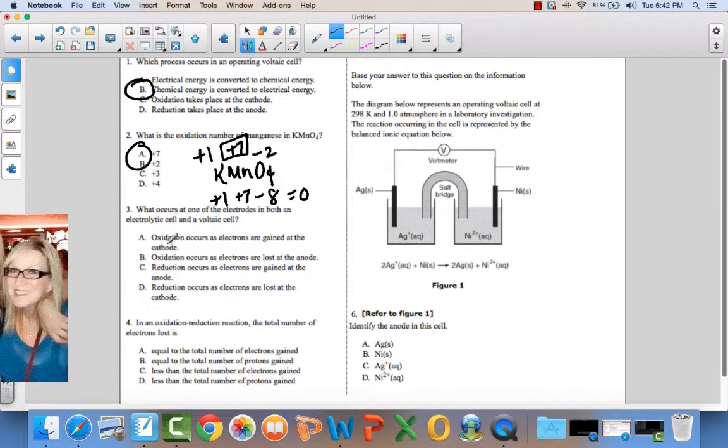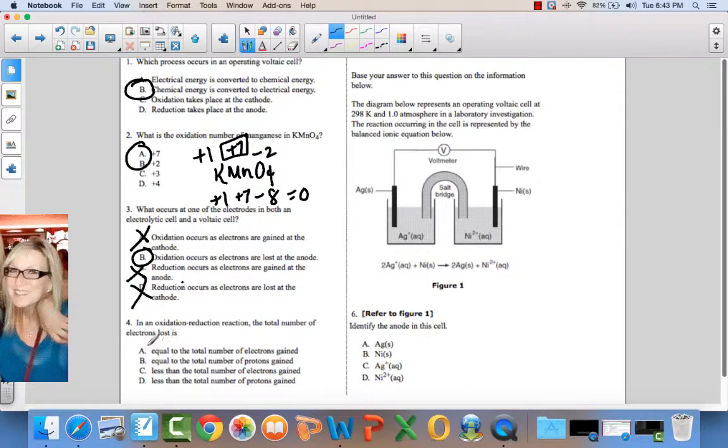So let's see what's going on. Oxidation occurs as electrons are gained. No, electrons are lost. Oxidation occurs as electrons are lost at the anode. LEO, loss of electrons is oxidation, and red cat, an ox, the anode is oxidation. There's our answer. Reduction occurs as electrons are gained. That's true, but not at the anode. It's red cat, reduction at the cathode. So that's not true. Reduction occurs as electrons are lost. Nope, GER. Gain of electrons is reduction.